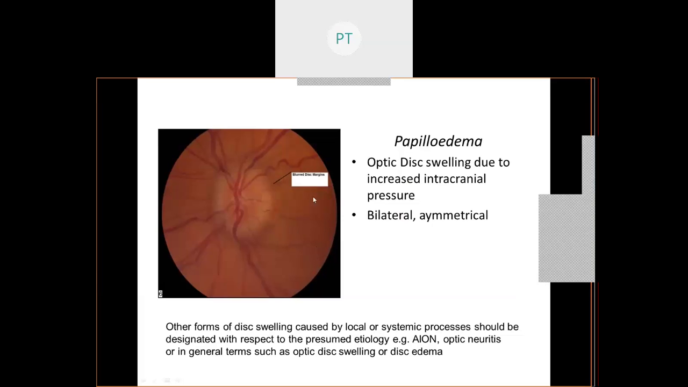Other forms of disc swelling, which are caused either by a local or systemic process, should be designated with any other presumed etiology, like anterior ischemic optic neuropathy or optic neuritis, or any other causes of optic disc swelling or optic disc edema. So you can see here the margins. This is the optic disc, the optic nerve head, where the margins are blurred. I'm sure you all know by now what a normal optic disc or optic nerve head looks like.